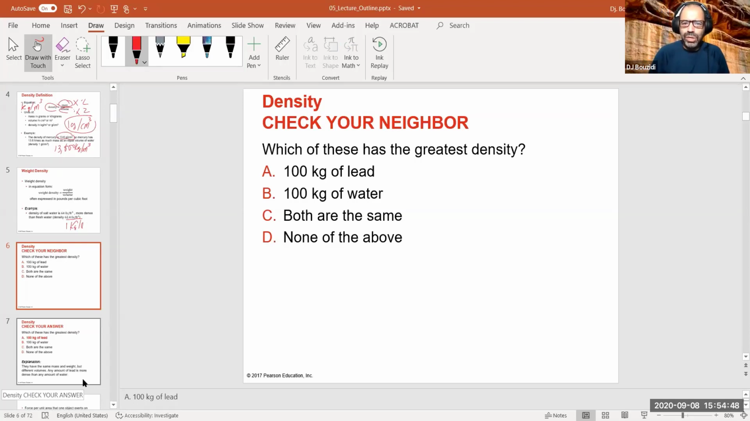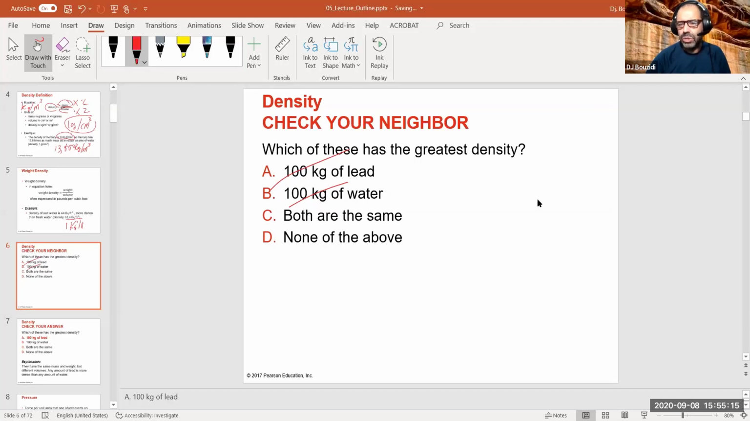So again, which of these has the greatest density? 100 kilograms of lead, 100 kilograms of water, both are the same, or none of the above. These numbers don't mean anything. Again, 100 kilograms of lead or 1 kilogram of lead or 1 gram of lead, they have the same density, because the density has nothing to do with the amount of matter.